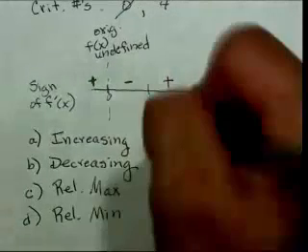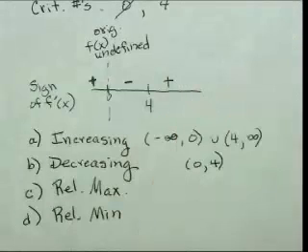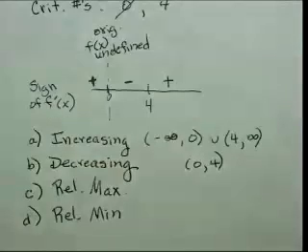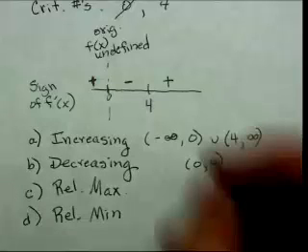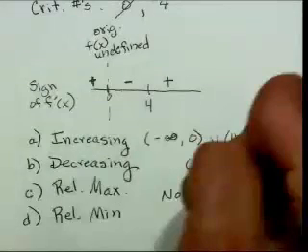Are there any relative max? Yes. 0, wait. No, wait. It would be at 0 if there wasn't a vertical asymptote there. But since there's a vertical asymptote at 0, there's no other place where the function goes from increasing to decreasing.